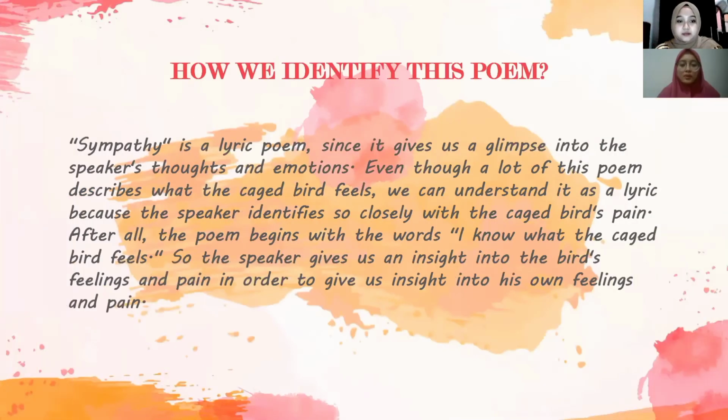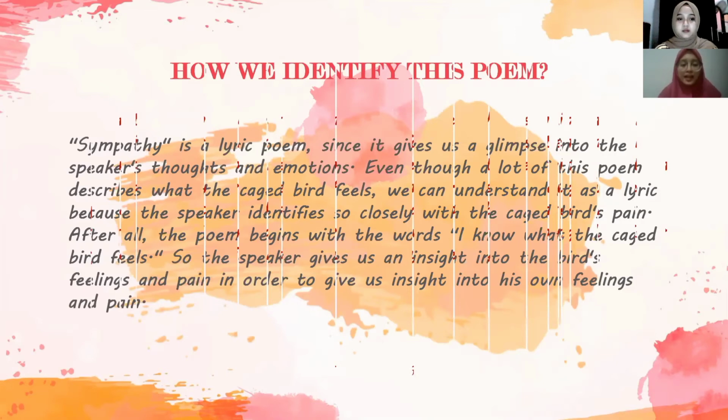The next topic question is about how we identify this poem. Sympathy is a lyric poem, since it gives us a glimpse into the speaker's thoughts and emotions. Even though a lot of this poem describes what the caged bird feels, we can understand it as a lyric because the speaker identifies so closely with the caged bird's pain. After all, the poem begins with the words, "I know what the caged bird feels." So the speaker gives us an insight into the bird's feelings and pain in order to give us insight into his own feelings and pain.